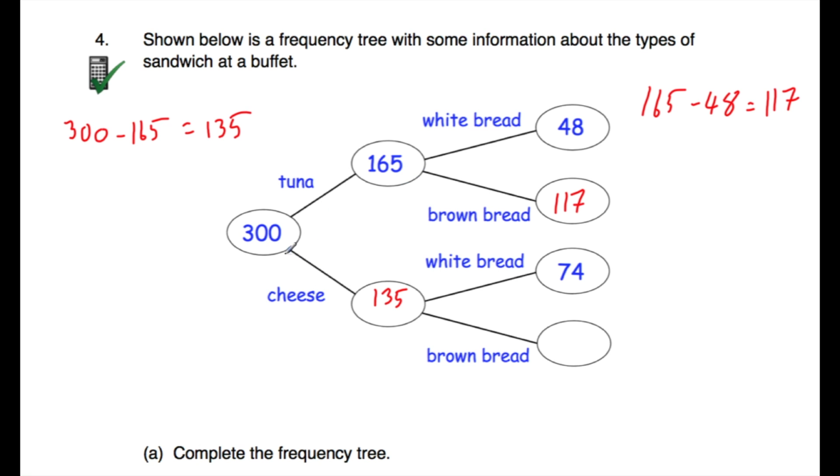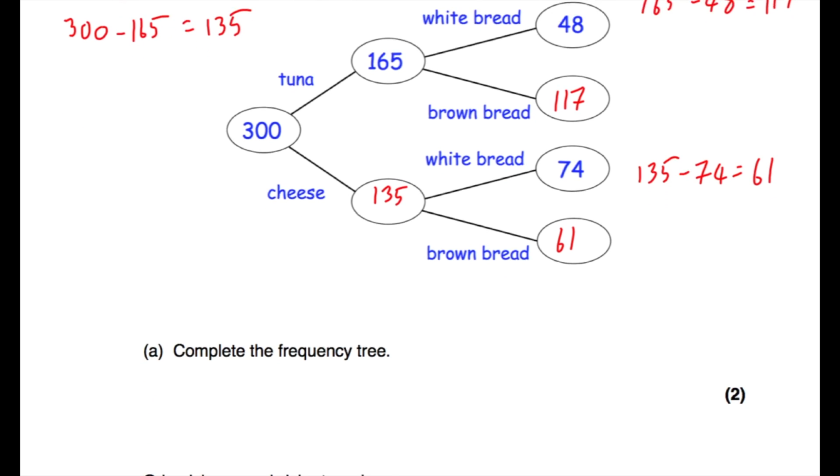And then finally, in terms of the cheese sandwiches, out of the 135 cheese sandwiches, 74 were on white bread and the rest were on brown bread. So if we take 74 away from 135, that tells us how many cheese sandwiches were on brown bread. So 135 take away 74 is equal to 61. So that means there's 61 cheese sandwiches on brown bread. And that's part A. Part B.